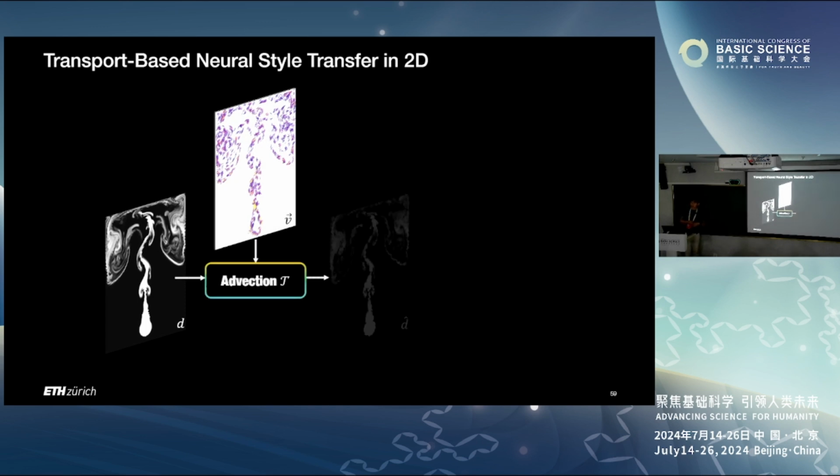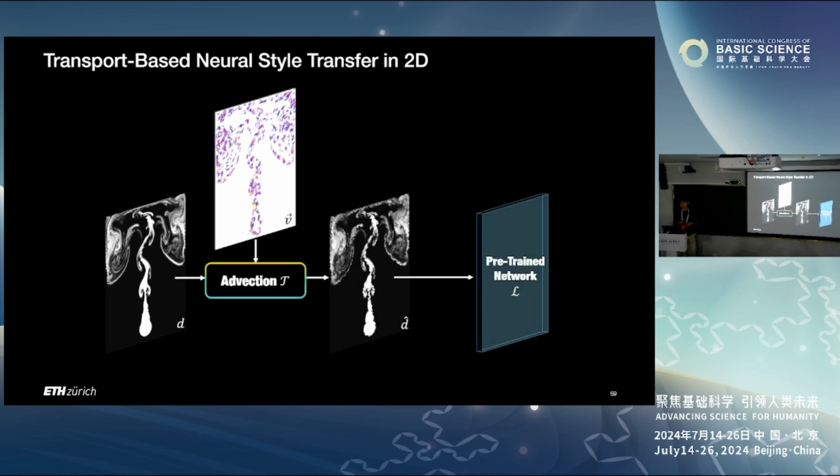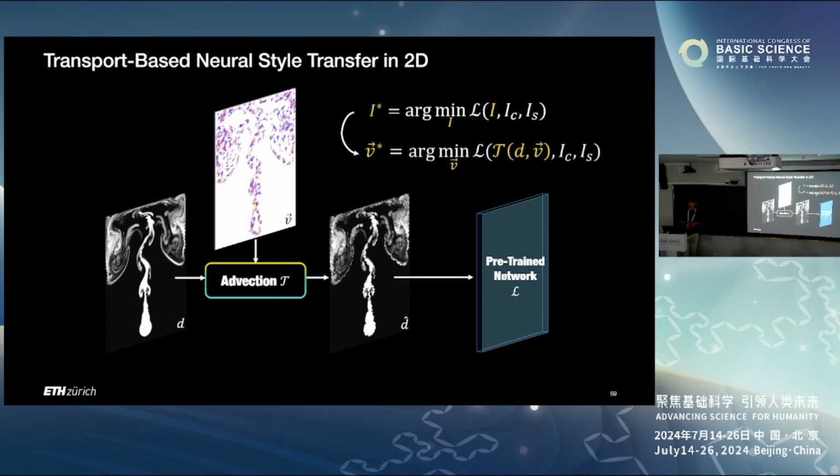So to avoid the density control issue, we proposed a transport-based neural style transfer, where the stylization is driven by a velocity field, just like fluid simulation. So now the original objective with respect to the image I becomes a function of density d and velocity v. And the backpropagated gradient will update the velocity instead of the original density field.